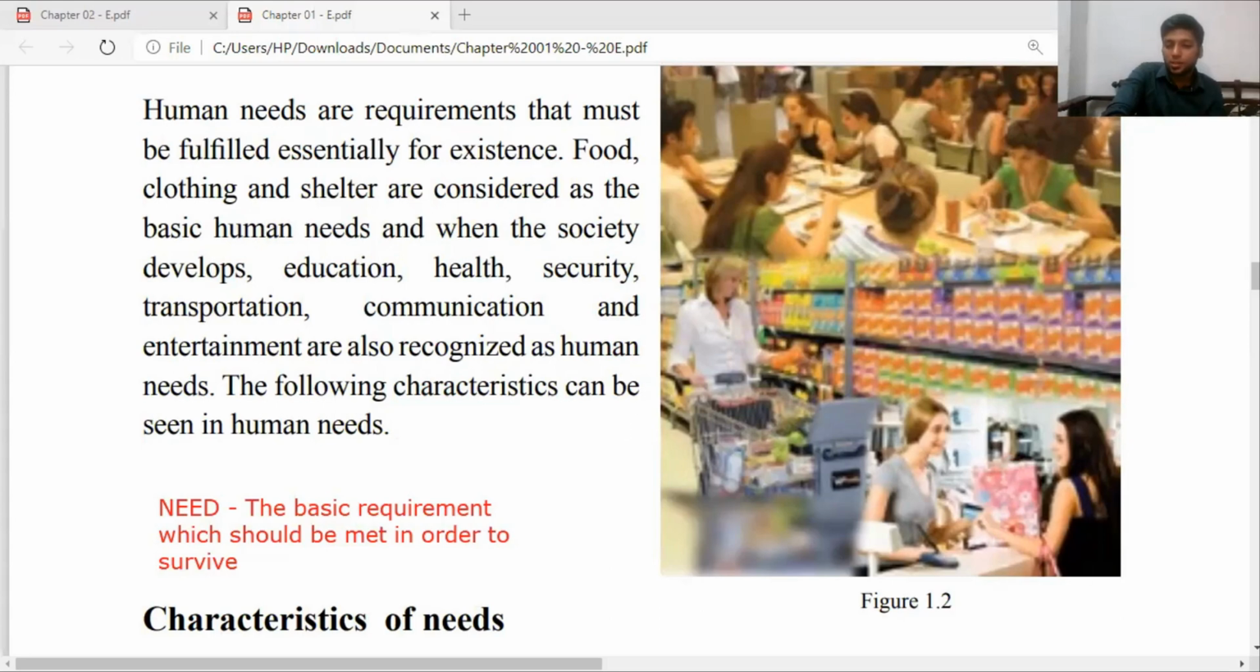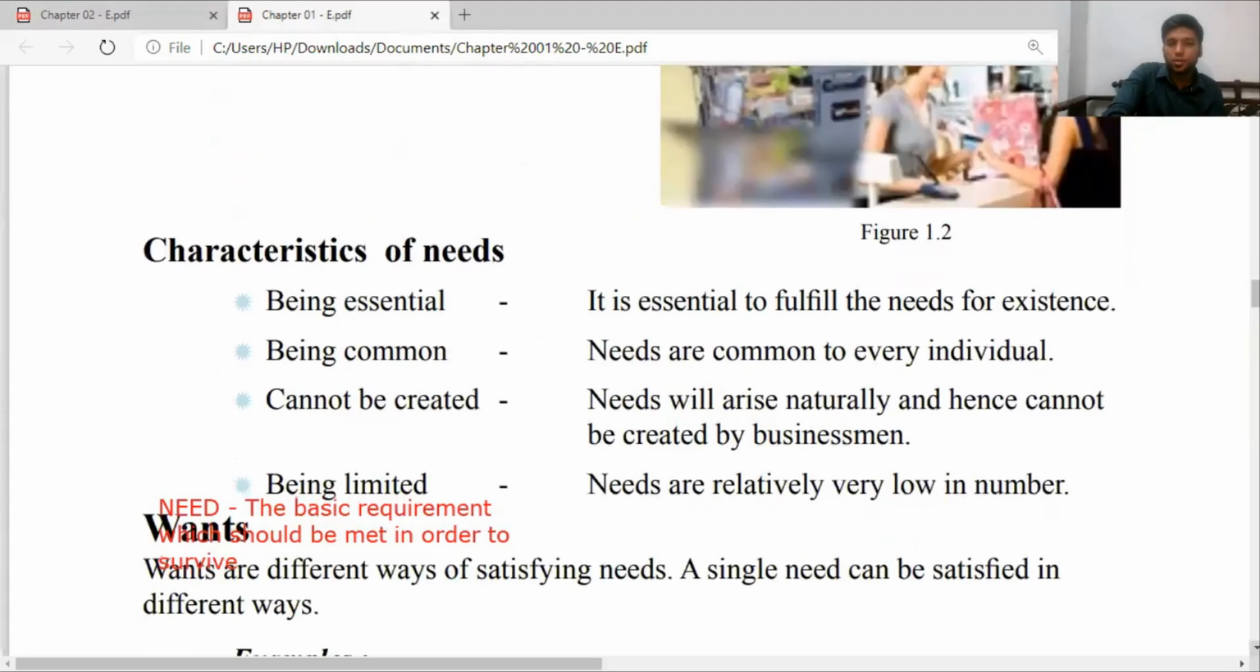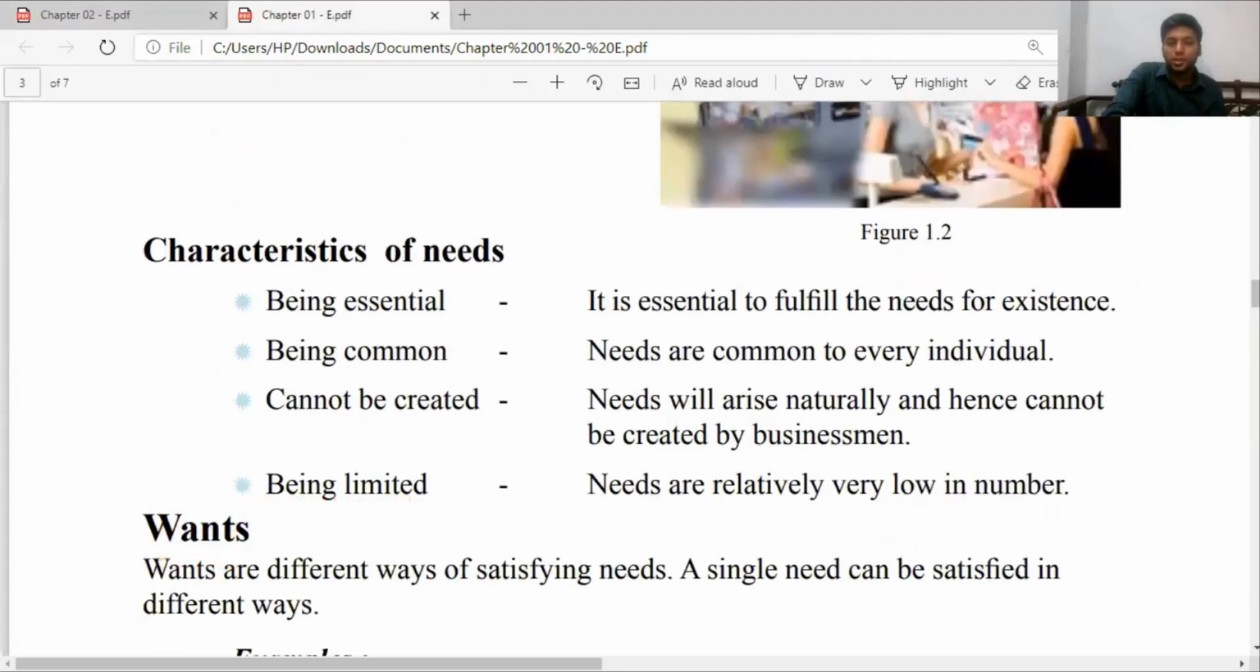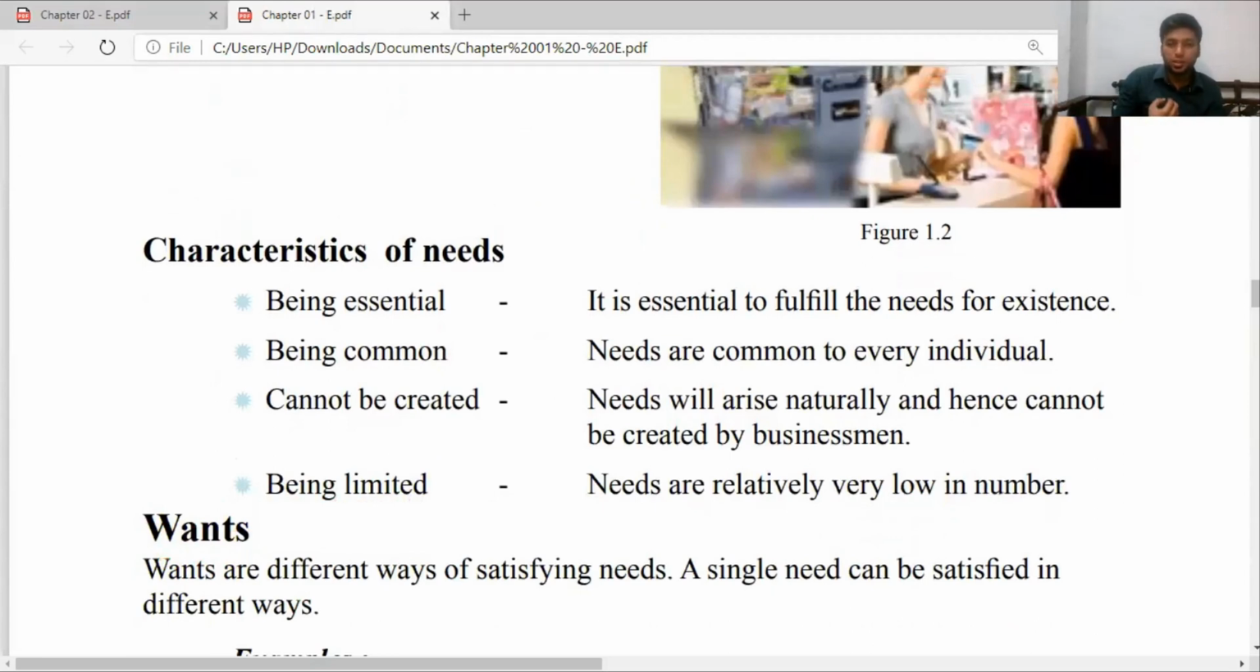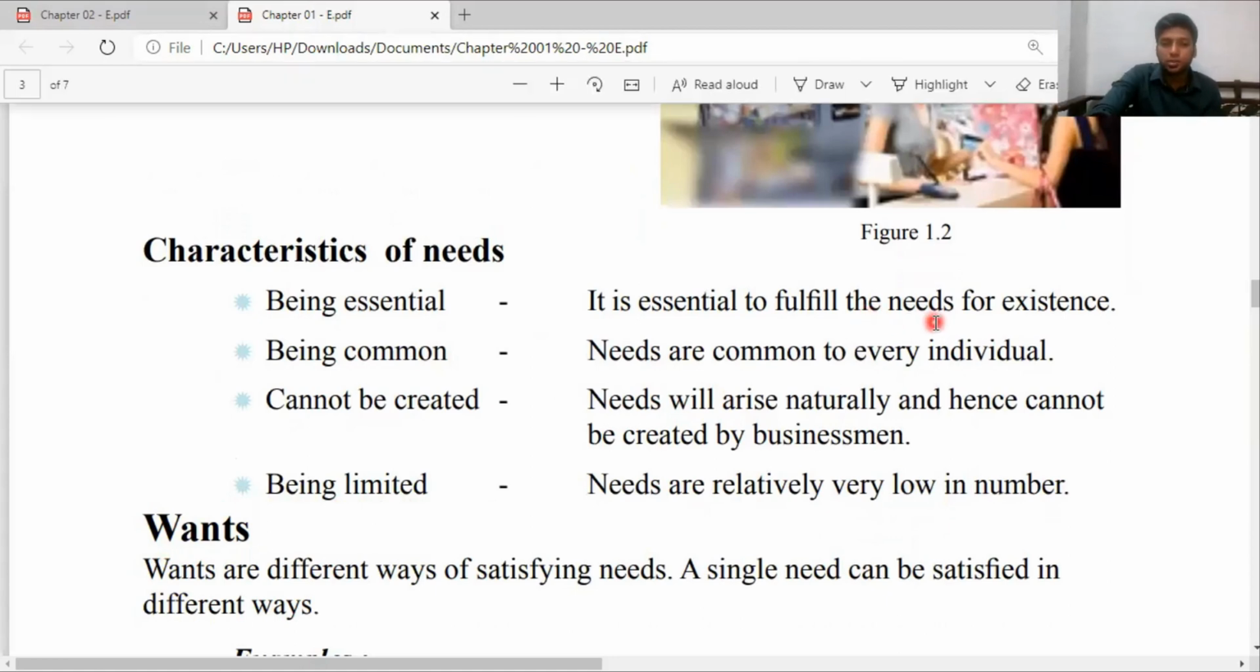So what are the characteristics of needs they have given? I'll teach you easy terms. We say it as mnemonics. Mnemonics means learning things in a short way. I'm going to teach you now. Here they have given: being essential, something essential to fulfill the need for existence. Being common, needs are common to every individual, cannot be created. Needs will arise naturally and hence cannot be created by business. Being limited, needs are relatively very low in number.